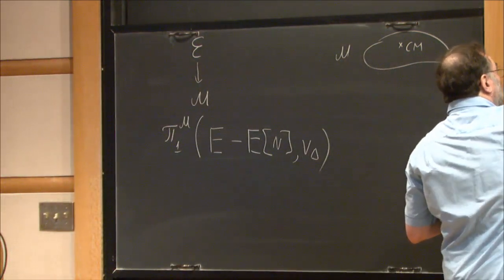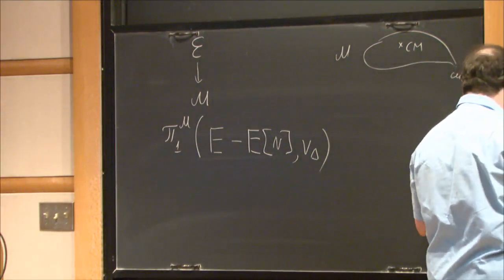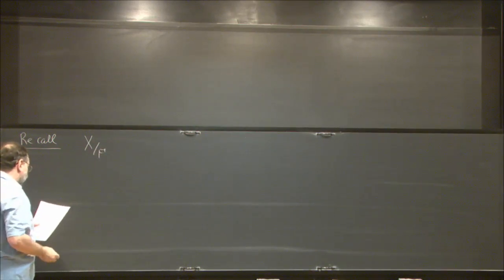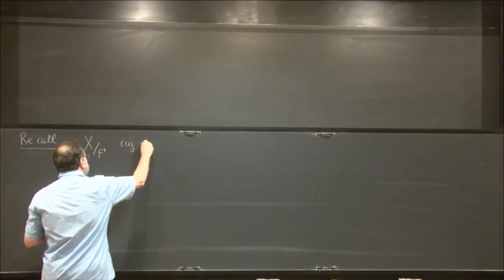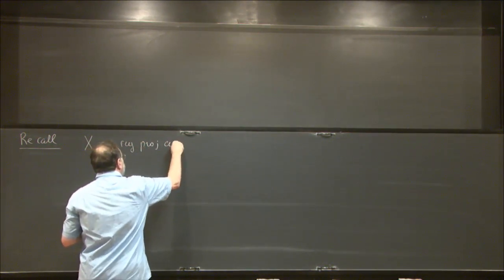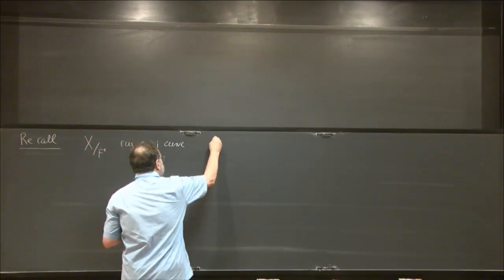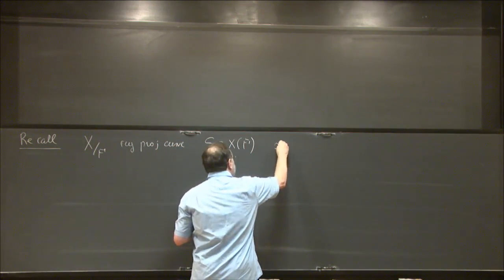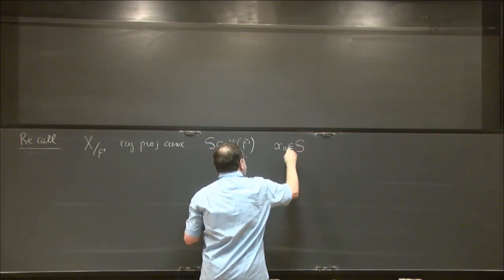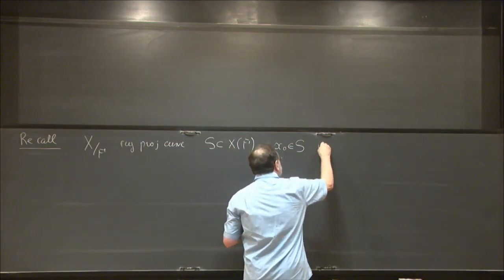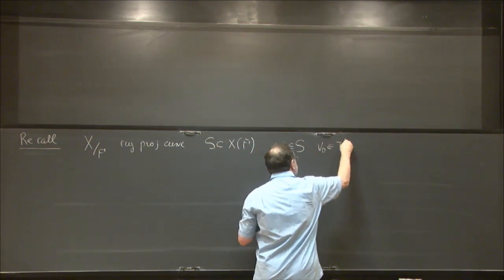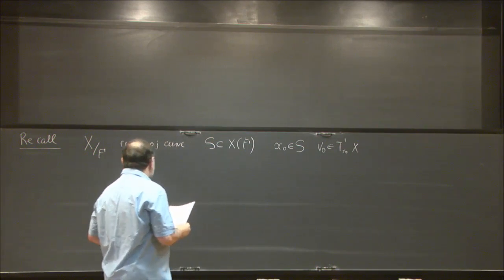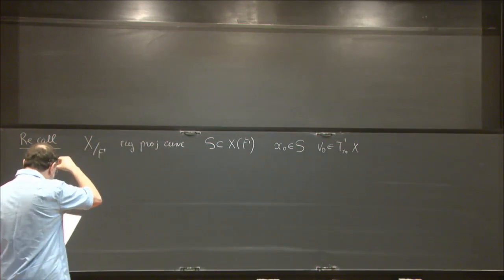Let me recall from previous discussions, I change the notation a little bit: today it's a regular projective curve X over a field F. If you have some set S, which sits in the F-points, and this set has some base point, and I also have some tangent vector in the punctured tangent space, then there is the corresponding Motivic fundamental group, and it's described as follows.